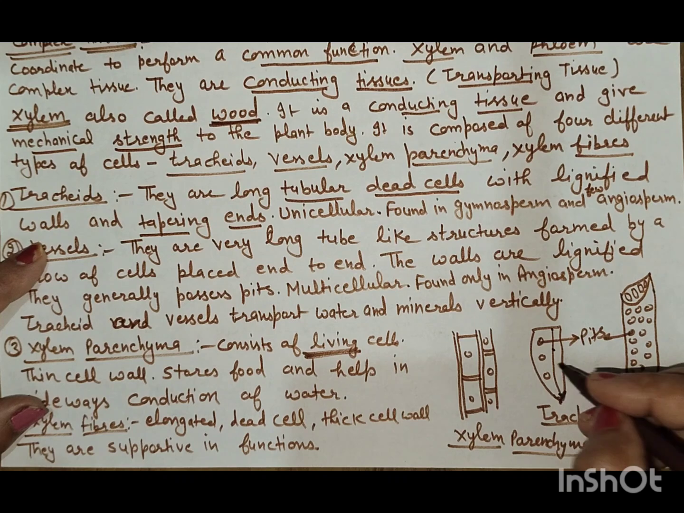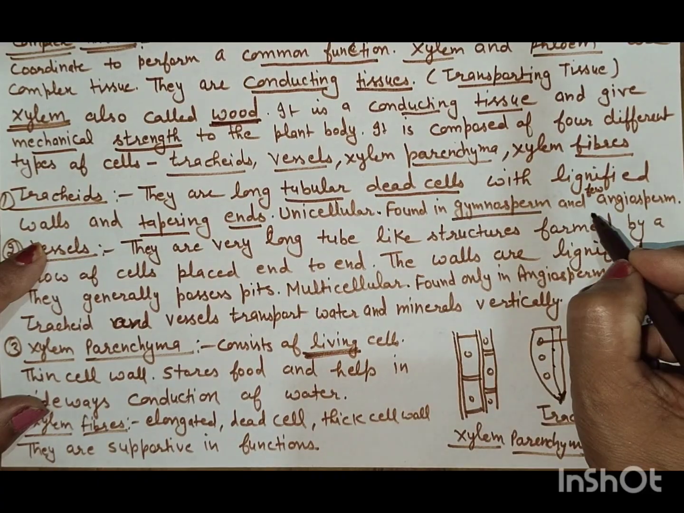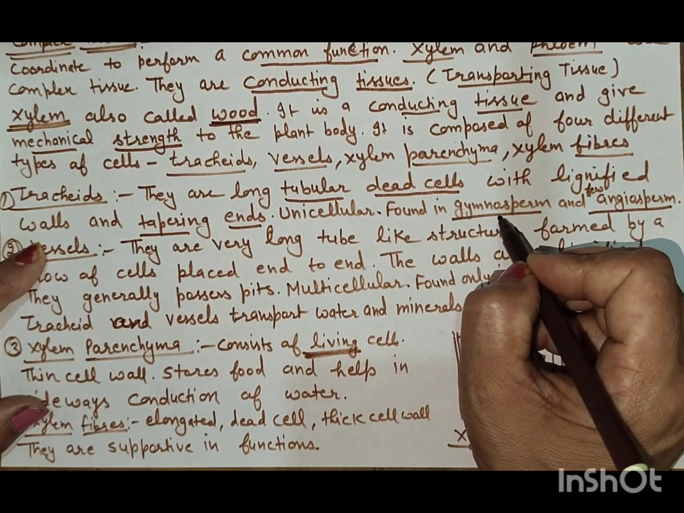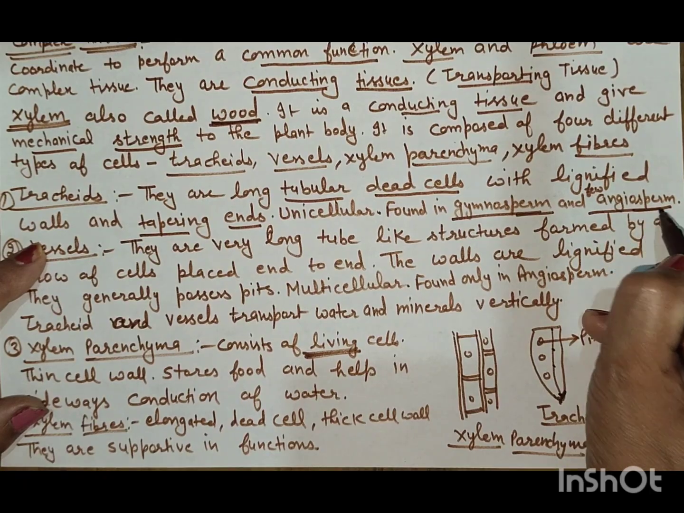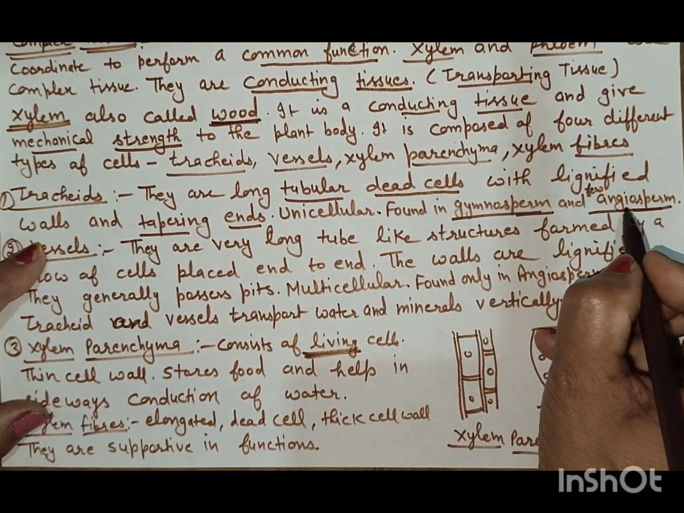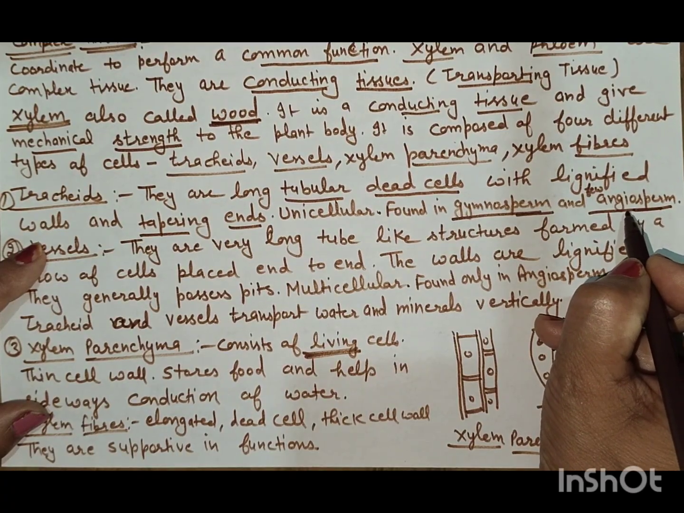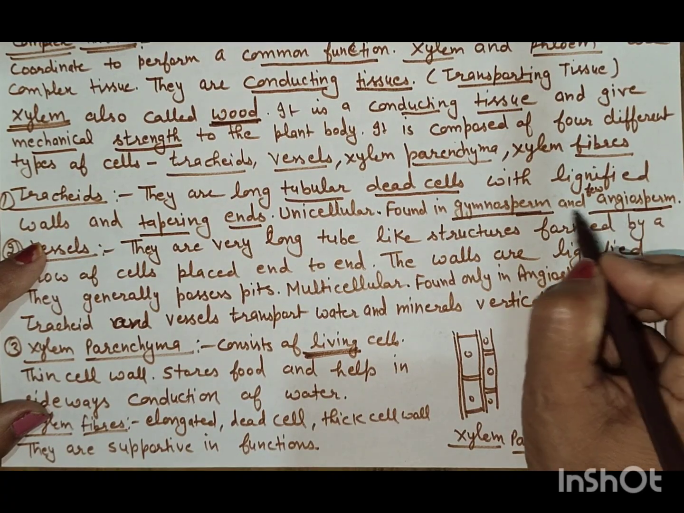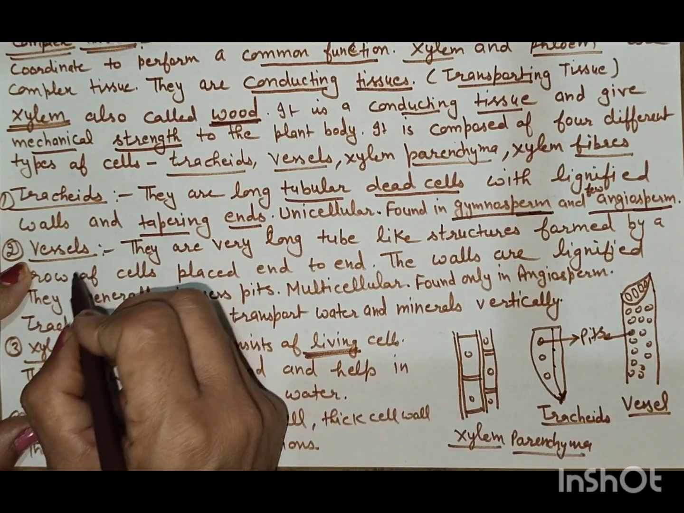They are unicellular and found mostly in gymnosperms and a few angiosperms. Angiosperms are the flowering plants, like mango and neem, and gymnosperms are the non-flowering plants.